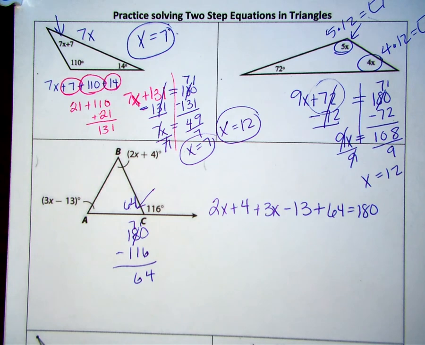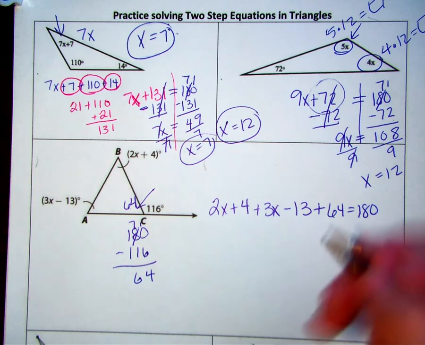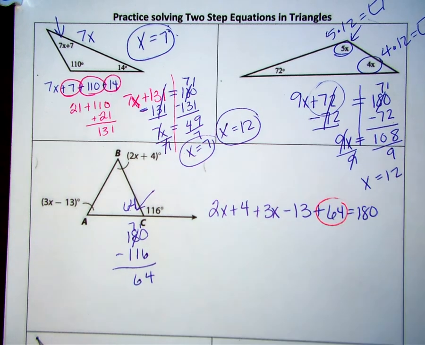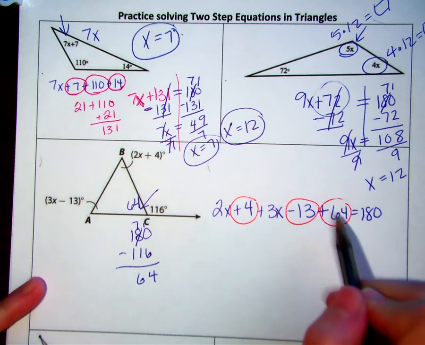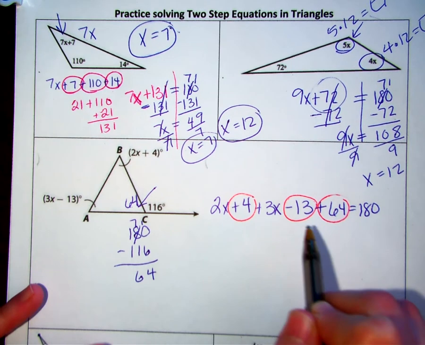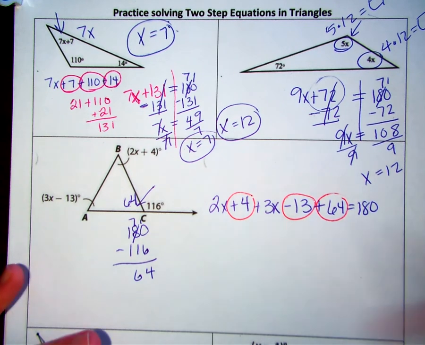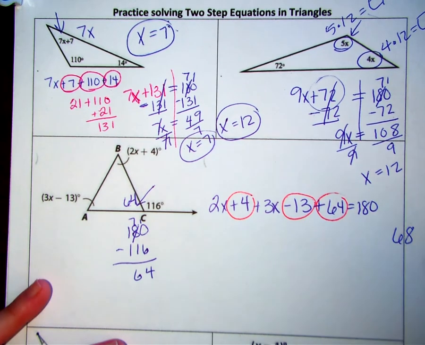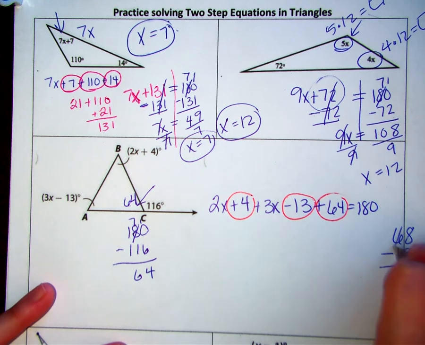So you're going to combine your constants, all of those numbers that are by themselves. So positive 64, negative 13, and positive 4. Those three are your constants. If you want to add the two positives together first, you could do that. So 64 plus 4 would be 68. And then you have a negative 13, so you're going to subtract the 13 from the 68. So this would be 5.